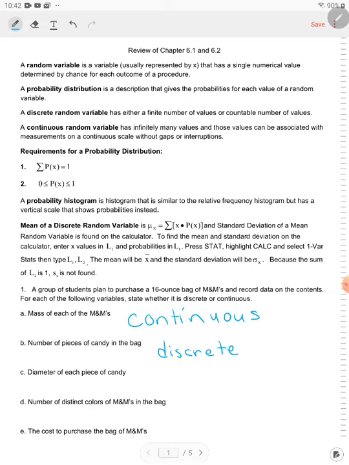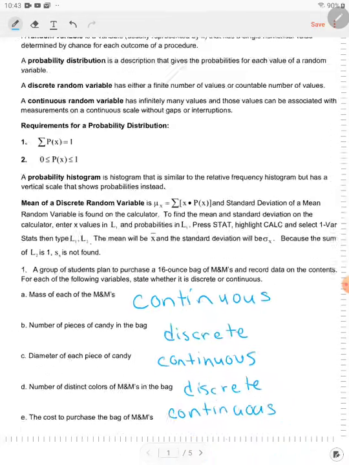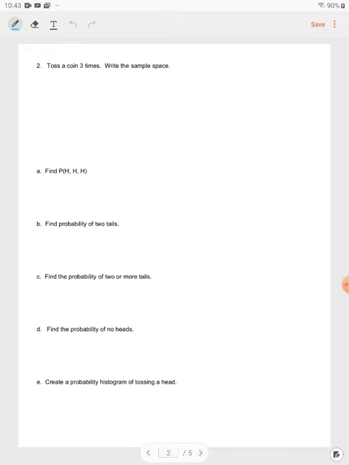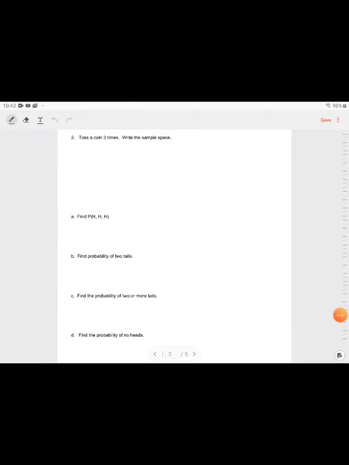The diameter of each piece of candy, remember you have a circle, and the diameter is through the center, across the circle, so it will be the widest point, and that is continuous. The number of distinct colors is discrete, and the cost to purchase the bag of M&Ms is continuous. All right. Looking at page 2.